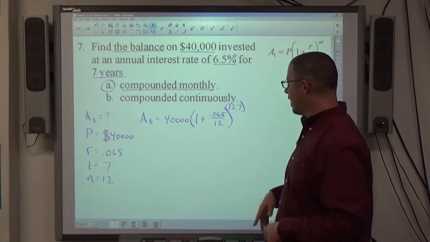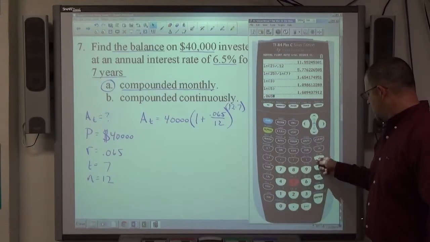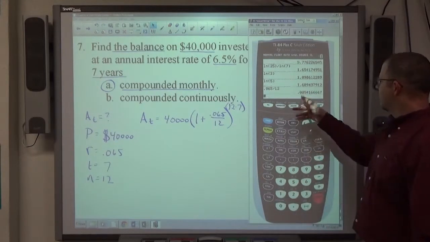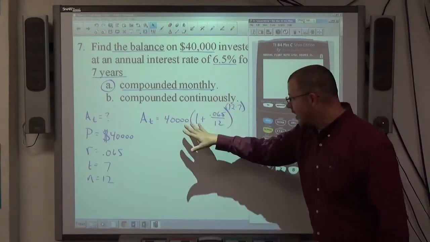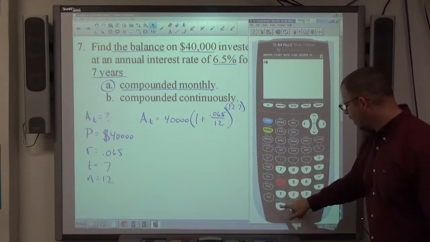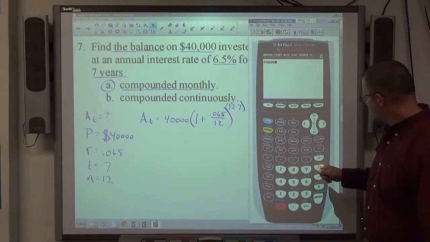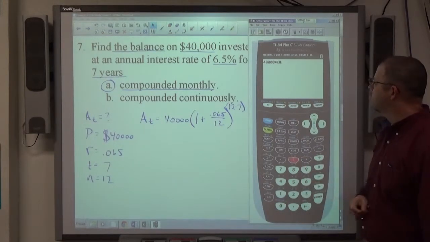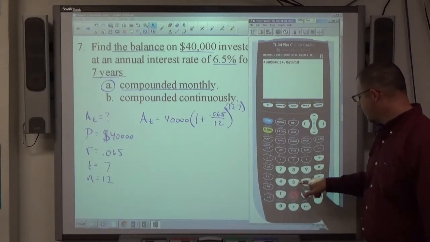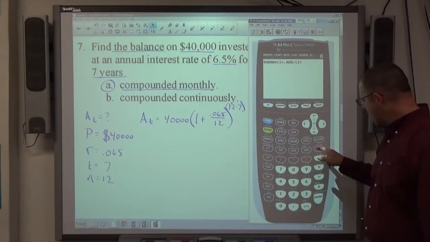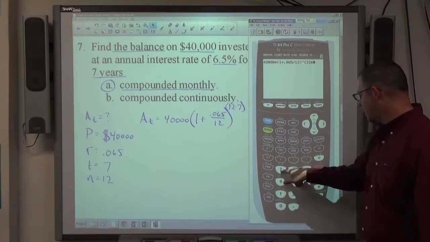I think 0.065 divided by 12 is going to be some ugly decimal. If I type that in my calculator, it comes out to a non-terminating decimal. I'm going to leave it as that. So I'm just going to type in exactly that in my calculator. So 40,000. Pay close attention to what I'm typing. Times parentheses 1 plus 0.065 divided by 12 in parentheses, caret, and then it's 12 times 7. I'm going to put parentheses 12 times 7.